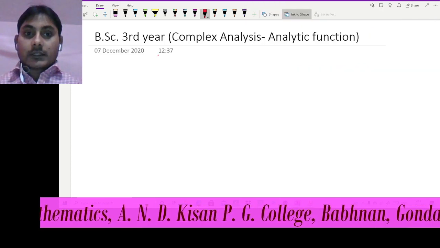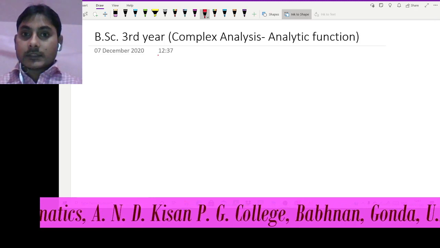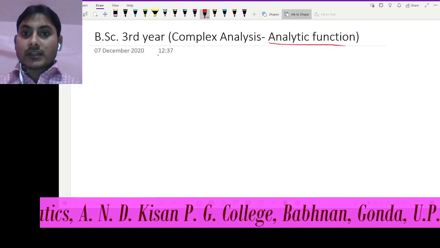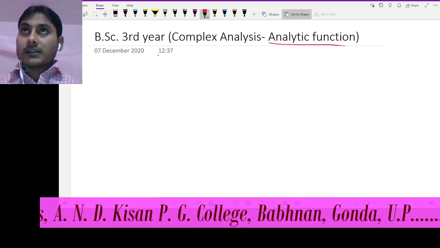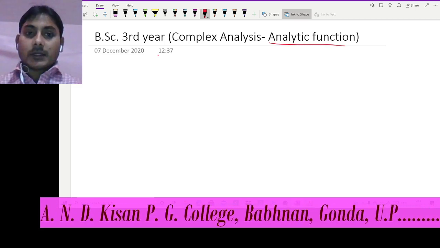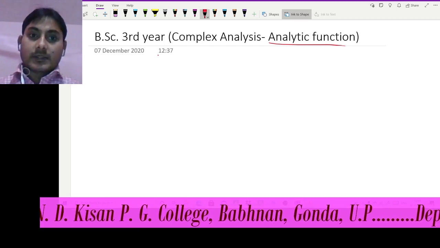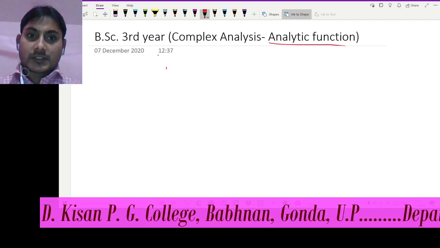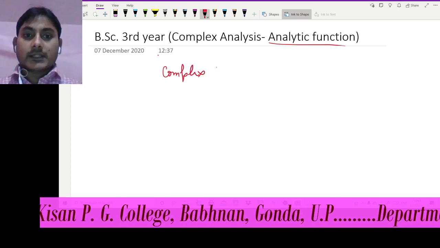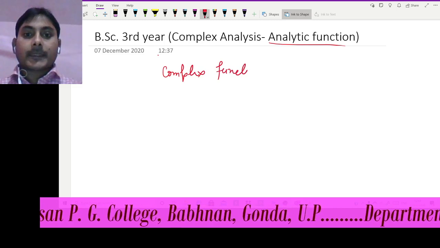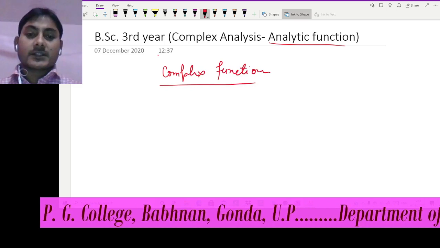So today it is an important topic, analytic function. I will deal with this one. So what are the analytic functions? Last time we have taken several examples, as well as we have considered complex functions. So our question is, what are the complex functions?